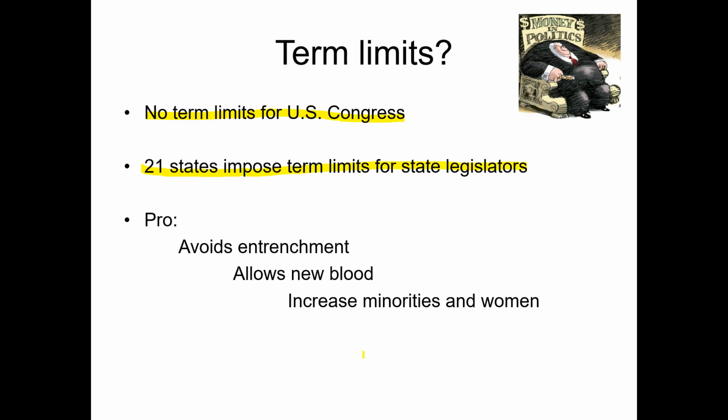The reasons for doing that sound noble. It avoids the entrenchment idea that we've talked about, for legislators to get in there and then just build a career out of it. It allows for new blood to come in, stir things up perhaps. There is the potential to increase minorities and women in the legislatures. However, what has been studied is that we're not really getting those benefits out of term limits. And as a result, several states have repealed their term limits.